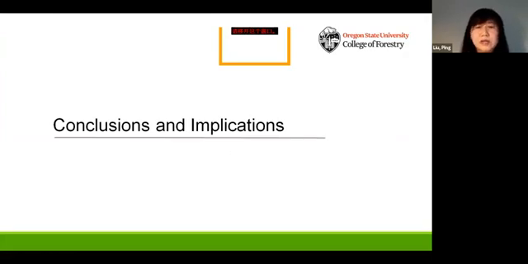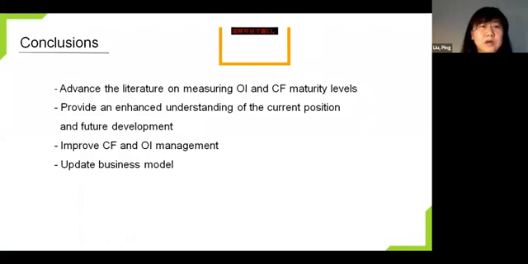The conclusions and the implications. The main contribution of this research is to advance the literature on measuring open innovation and corporate foresight maturity levels, and to provide an enhanced understanding of the current position and future development of these suppliers. We propose to improve corporate foresight and open innovation management and update business models in these suppliers.